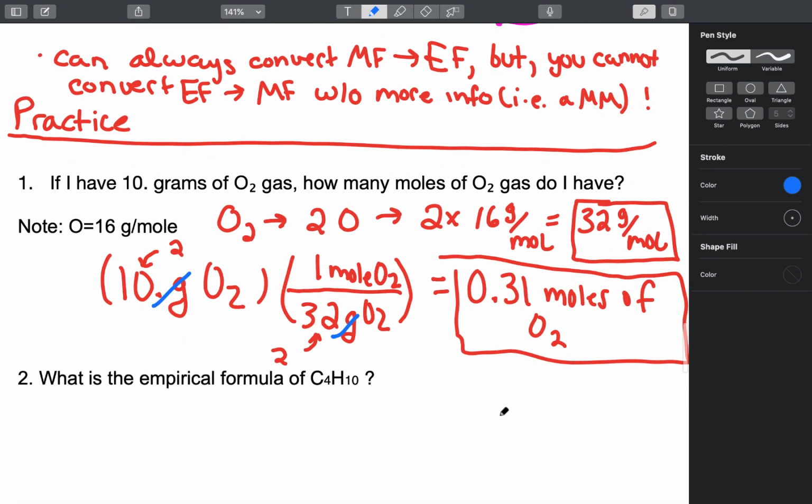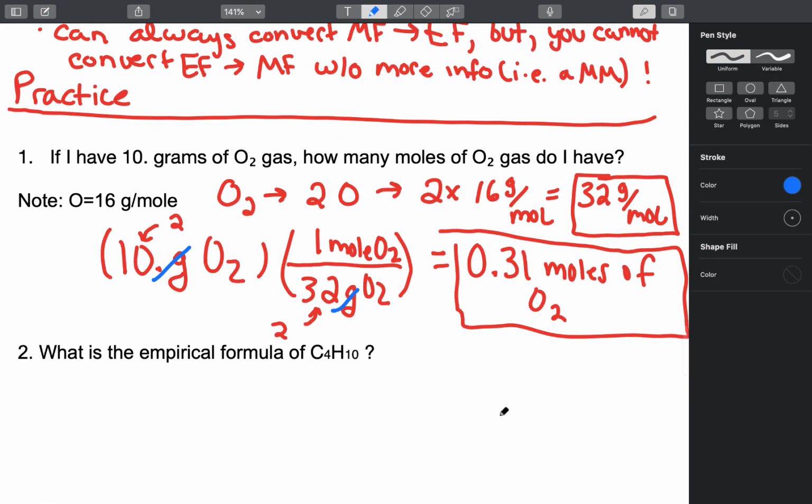Okay, so here's the second problem. What is the empirical formula of C4H10? I encourage you to pause the video and try it for yourself. Okay, I hope you paused the video. So let's do this together.